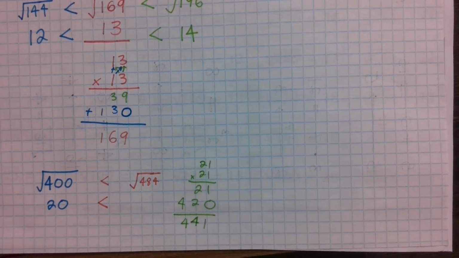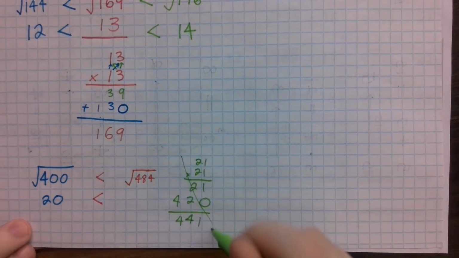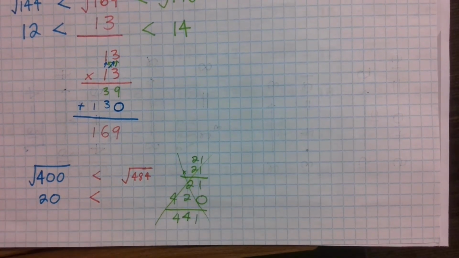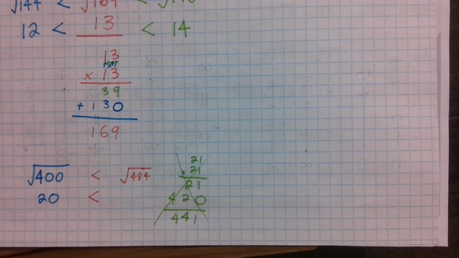21 times 21 is 441. So it looks like 21 is not the correct answer. But this is useful because now we know the square root of 21. Or, sorry, the square of 21. Or the square root of 441.